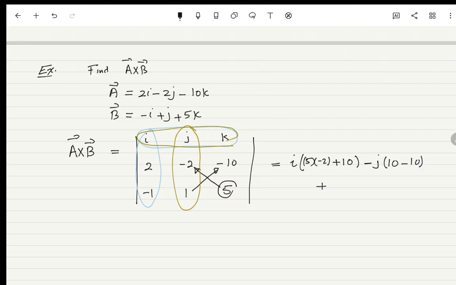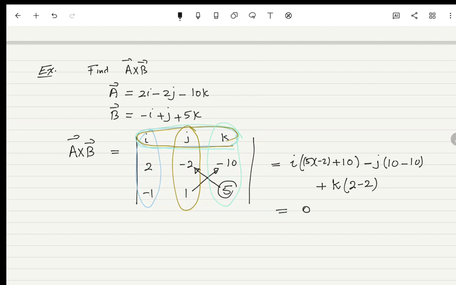The third component is, let's see, you cover this row with this column, and you multiply this with this, minus this with this, and you will get k. Now 1 times 2 is 2, minus minus 1 times minus 2, it's 2 minus 2. So the result equals 0. So A cross B equals 0.